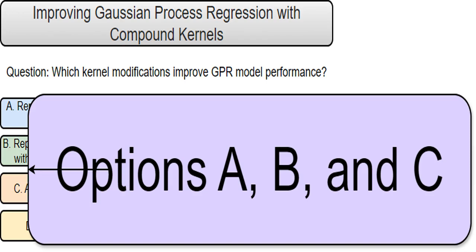These are the options that are likely to improve the model. Options A and B refine the existing kernels by adjusting parameters. Option C adds another kernel to improve the overall flexibility in models fitting.